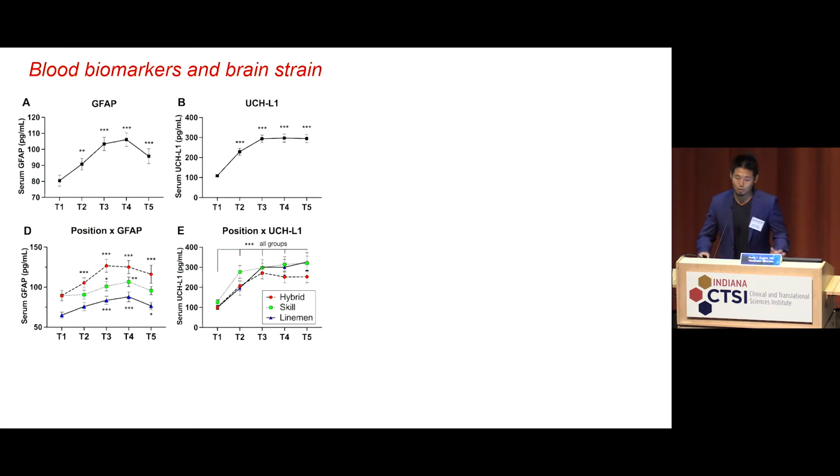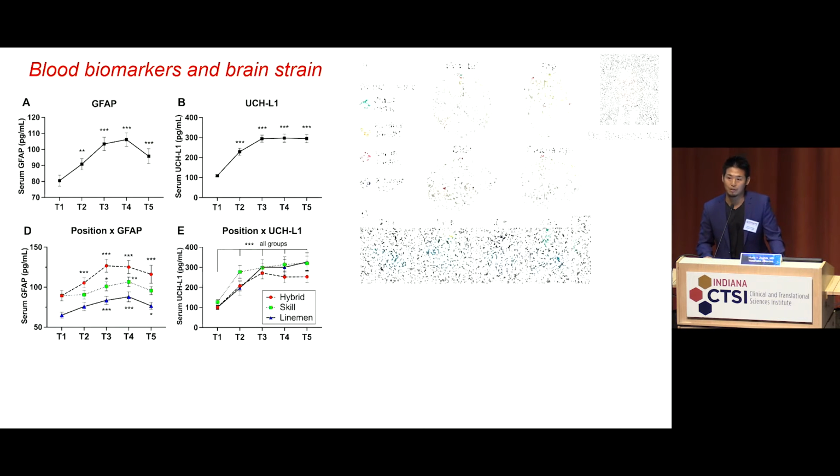And then we went on to study season-long change in blood biomarkers. These are two proteomics, GFAP and UCHL1. The first one, GFAP, is astrocyte related, and UCHL1 is neuron related. As you see, as the season goes on, from T1 all the way to T5, which is postseason, there was an increase in these biomarkers. And there was no real difference between each position group. And we collaborated with Dr.